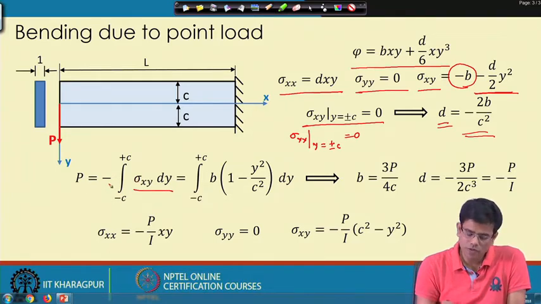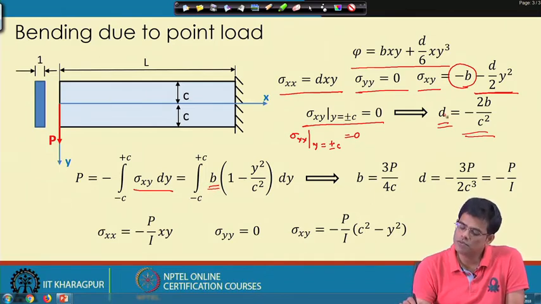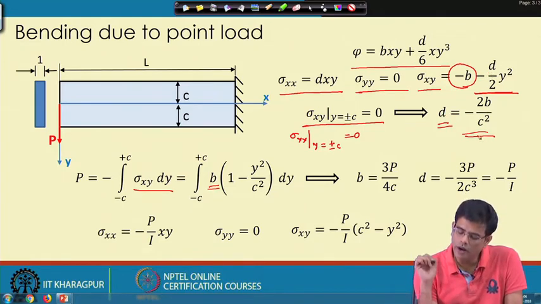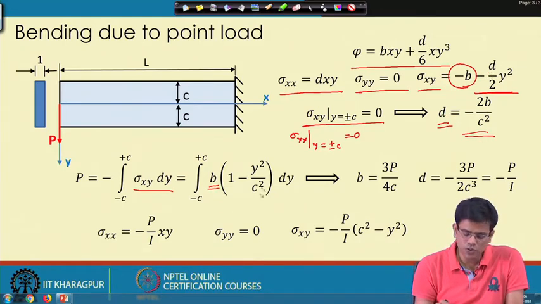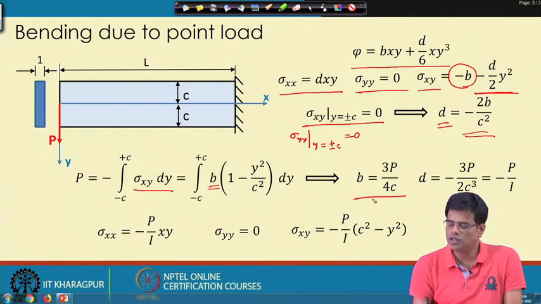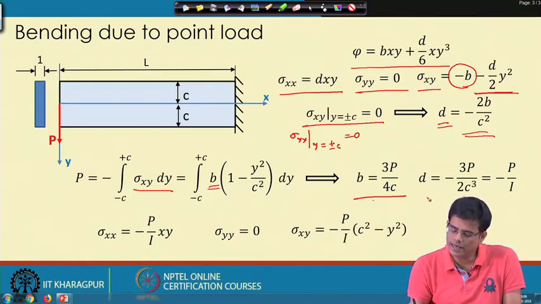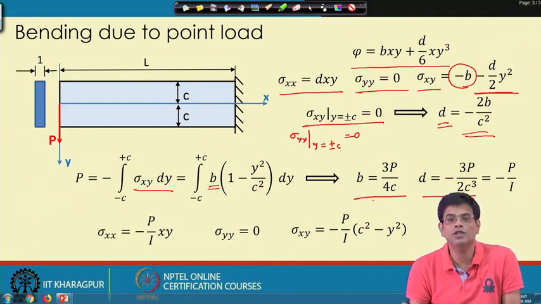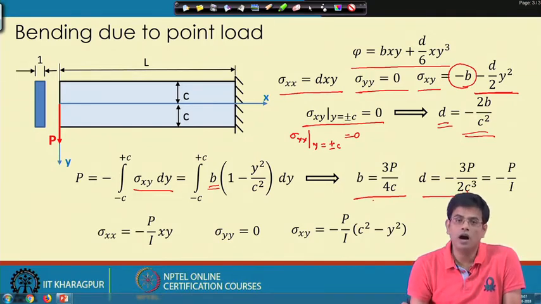force P. Now, this if we write in terms of B, because we substitute D here, which is minus 2B by c square, and then put it back in this expression and integrate it, we find B is this. Now, once B is this, we can also calculate D from this expression, and then finally invoking the moment of inertia, which is 2/3 c cube, we can write D is this.